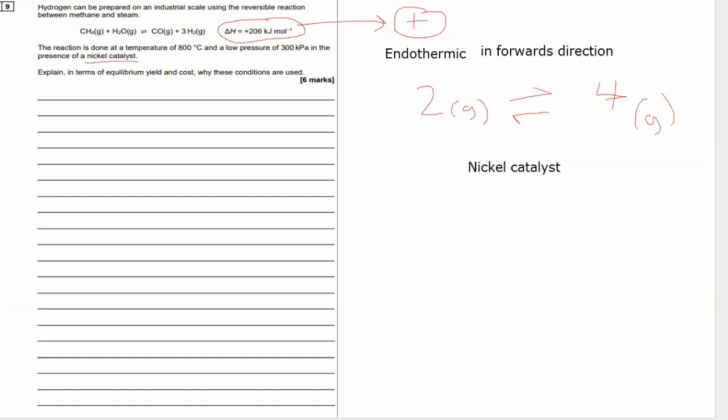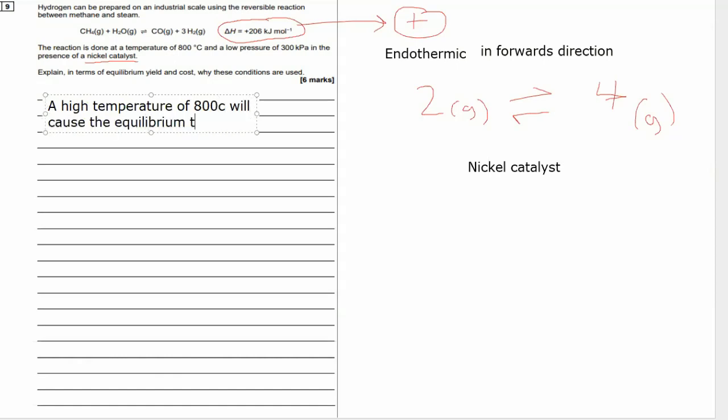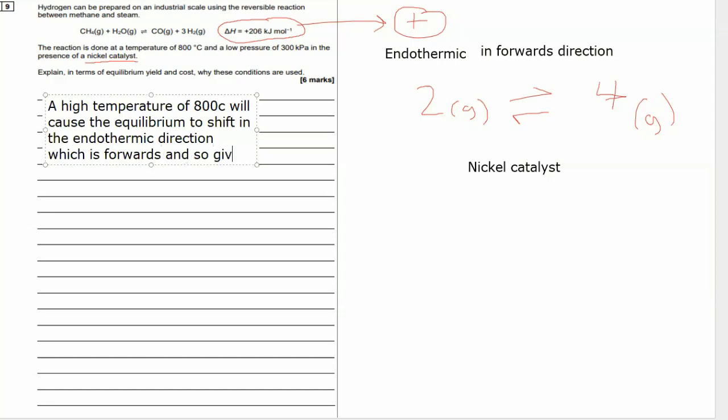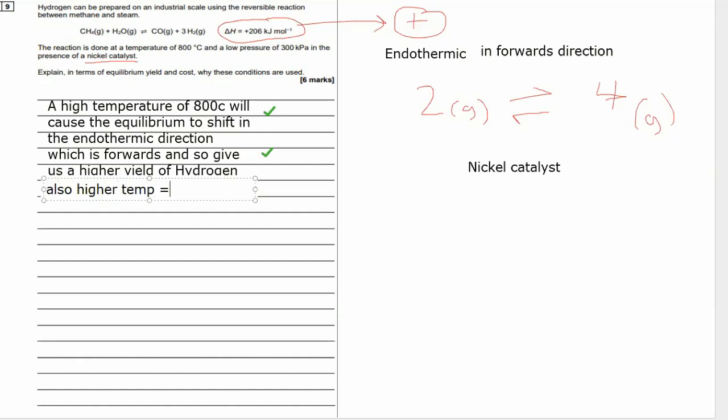A high temperature of 800 degrees is going to cause the equilibrium to shift in the forwards direction, to go to the endothermic side. Because obviously with Le Chatelier's principle, it wants to counter the changing conditions. And so we're going to get a higher yield. So high temperature results in a higher yield, because it's an endothermic reaction, it's going to try and counter that change. Now, the cost, there's some cost implication when you use a high temperature. It's going to cost you money. So too high a temperature is going to cost a lot of money. So that's the cost implication of a higher temperature.